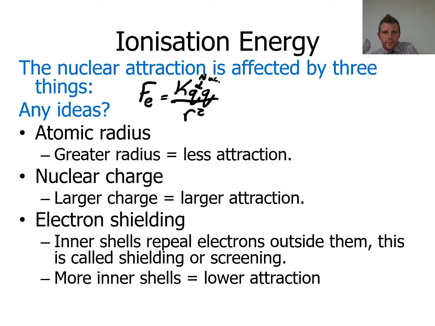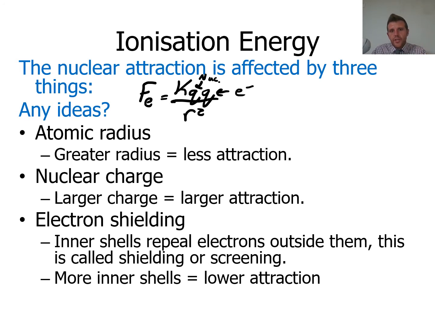Nucleus, electron. So the strength of attraction between two charged particles is exhibited by this equation. The force electric is equal to kQq over r squared. And Q is the charge of the nucleus, and the other q is the charge of the electron. And then r is the radius between the two charged particles.